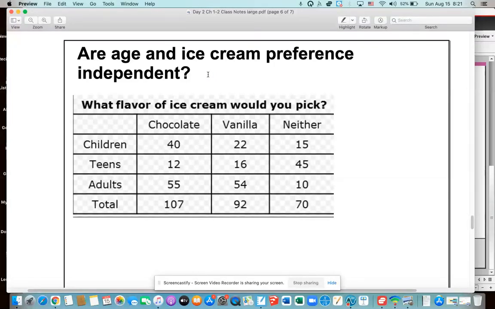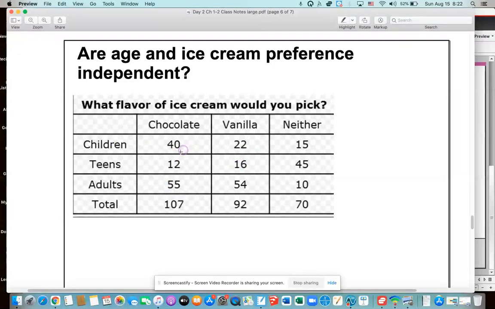Okay, so what is association or independence between things? If something's independent, that means they have no association, right? If they're not independent, that means there is an association. So what we're looking at here is flavor of ice cream, and then the category of children, teens, and adults. Basically, all we're asking is, are the percentages of children, teens, and adults the same for the different flavors of ice cream? Like, does everybody like chocolate more than they like vanilla?